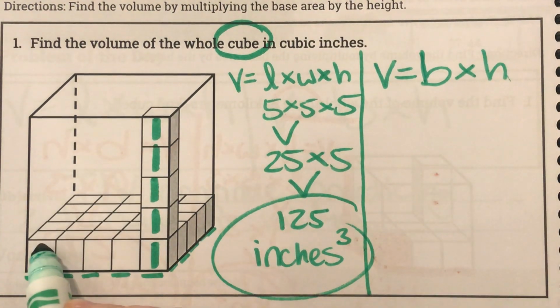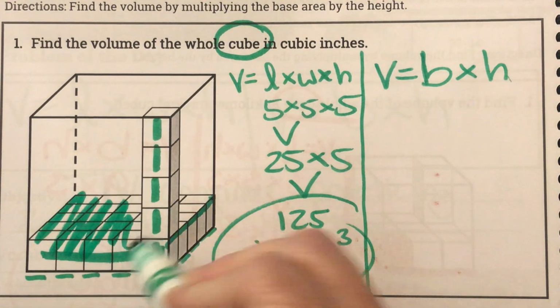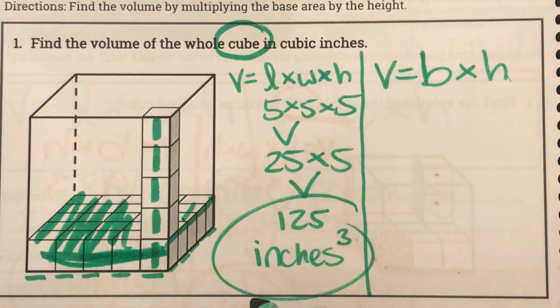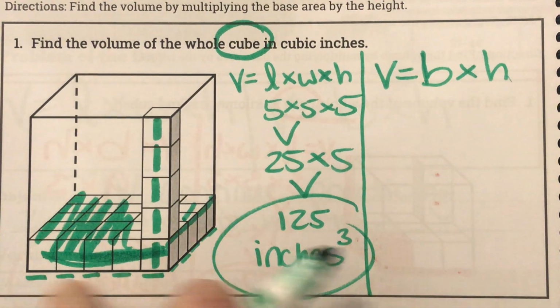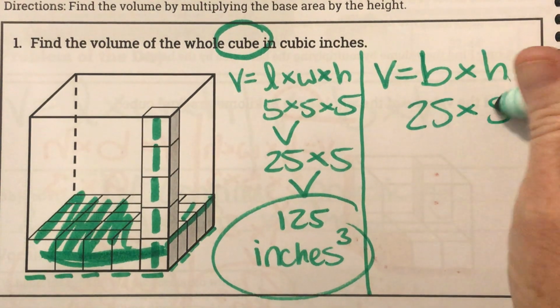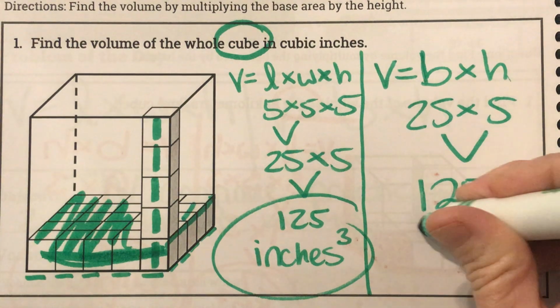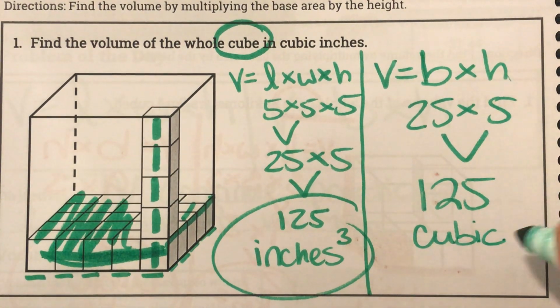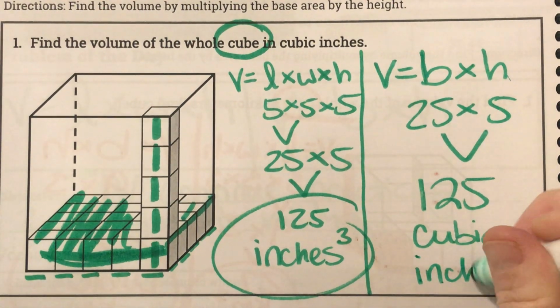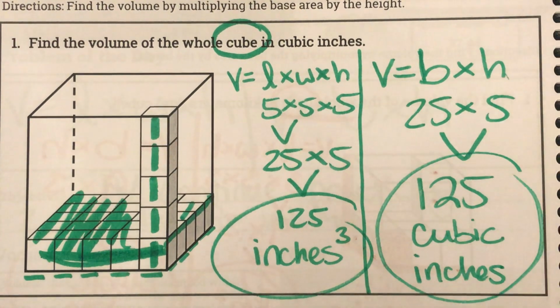If I did my other formula, I get volume equals base times height. My base is my whole bottom layer. All this, my whole bottom layer. So I could have counted them, or I could have just found the area by saying the length and the width. So 5 times 5 is 25. And my height is 5, and we already solved. So I could say maybe 125 cubic inches. It means the exact same thing. I'm just practicing different ways to write it.